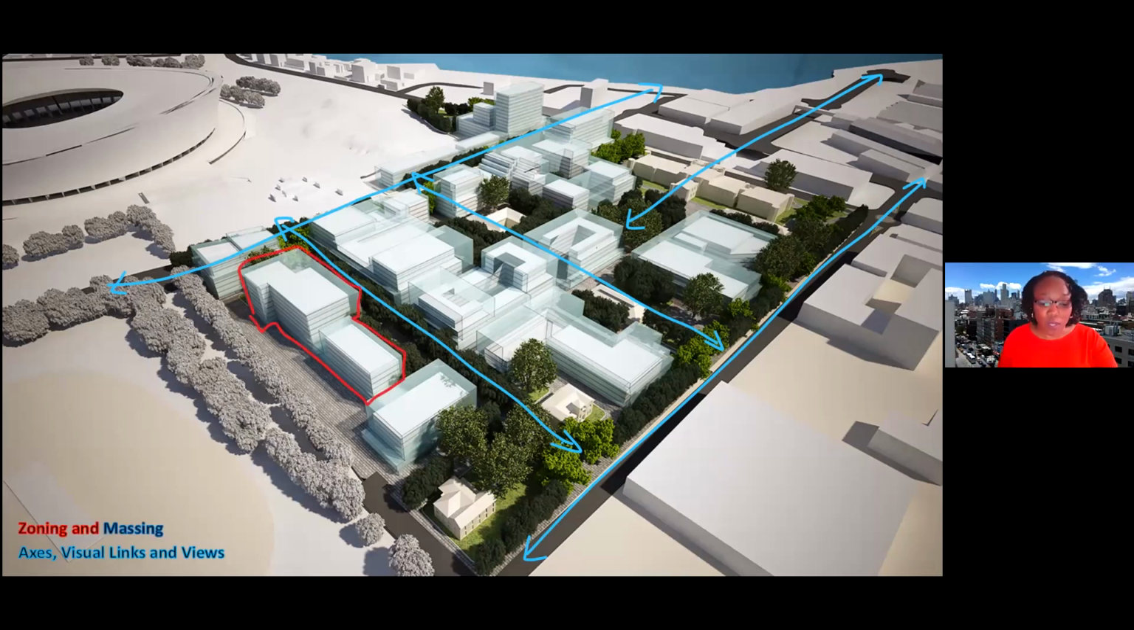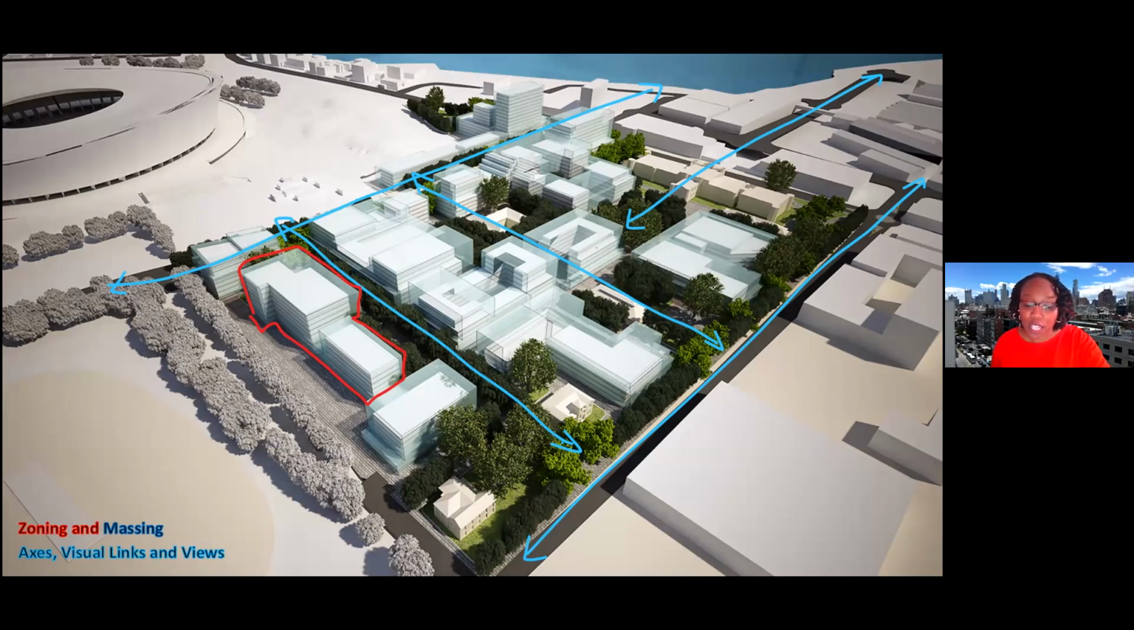A second element was zoning and massing. And one principle used to control the design of future buildings and development is zoning. Zoning is used as a tool by urban planners and designers to divide land into land uses such as residential, commercial, industrial, etc. It's also used to regulate the size and mass and placement of buildings. In other words, urban form.